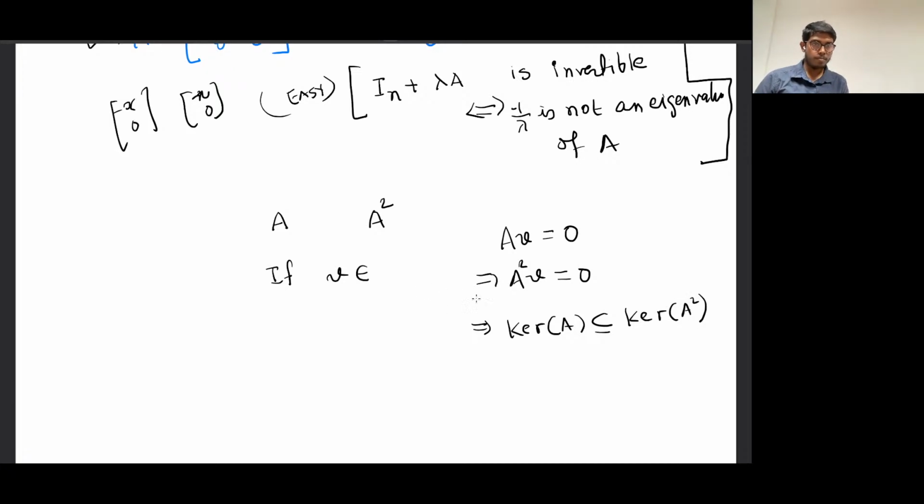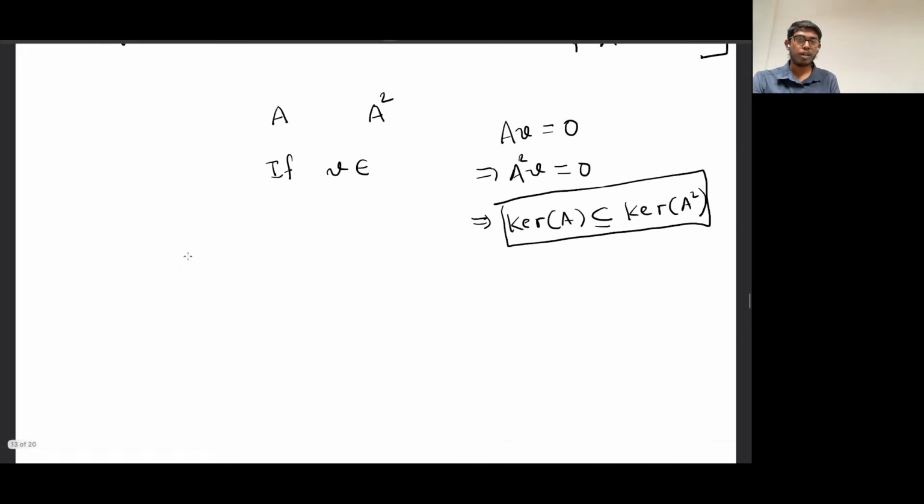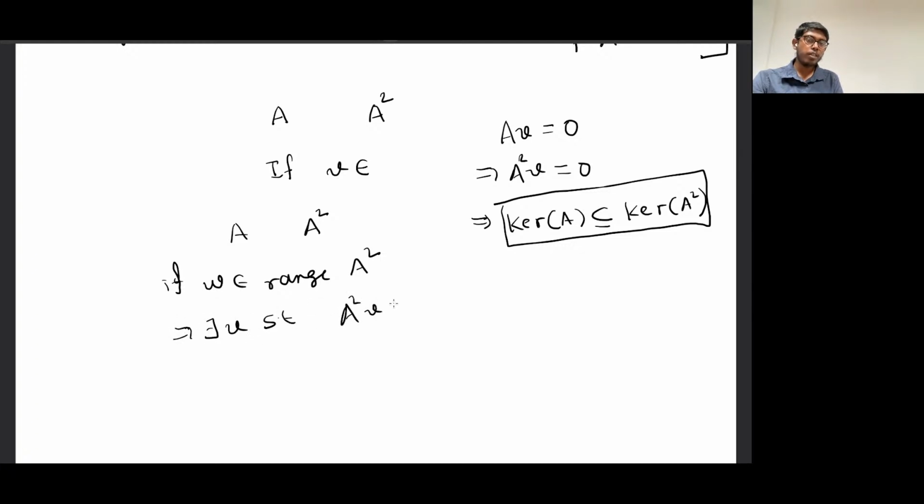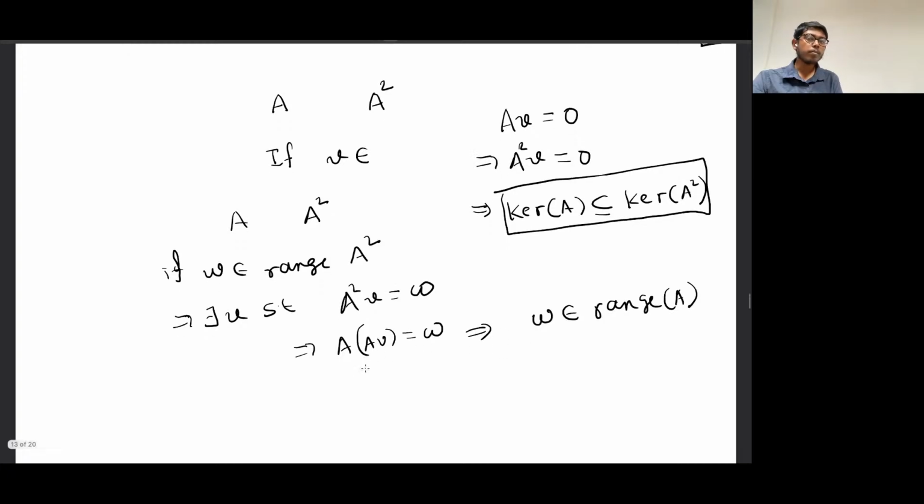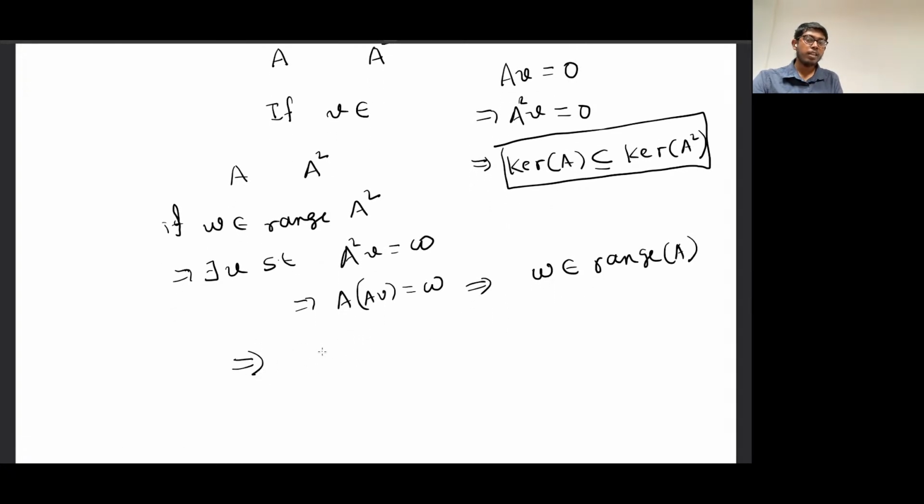Okay, so keep this thing. And now let's talk about the range of A and A square. If w is in the range of A square, this implies that there exists some v such that A square v equals w. But this means that A of Av equals w, and this means that w is in the range of A. And therefore, the range of A square is contained in the range of A.